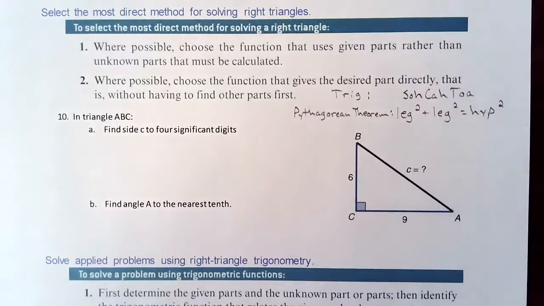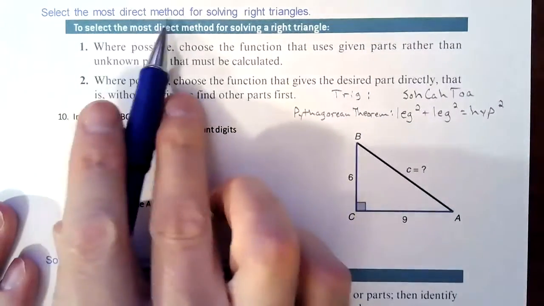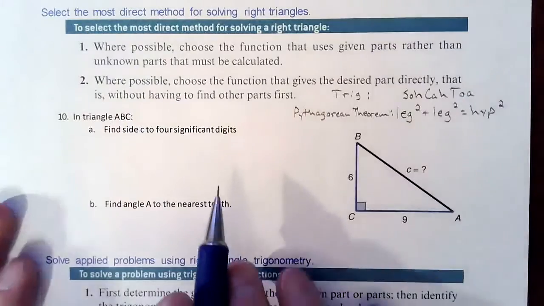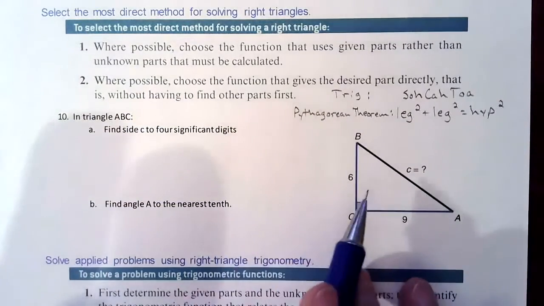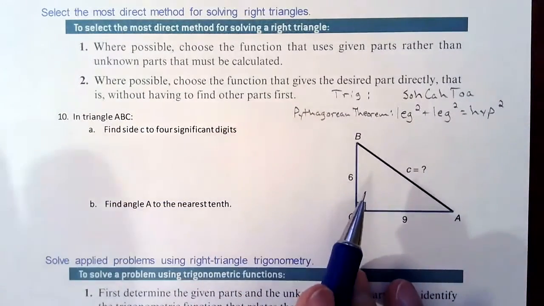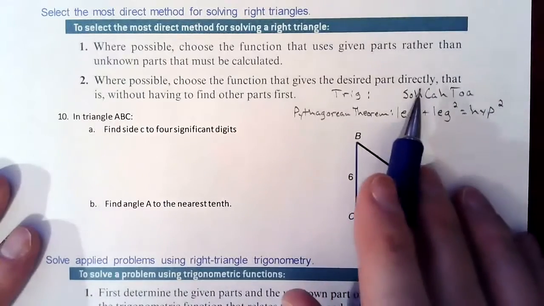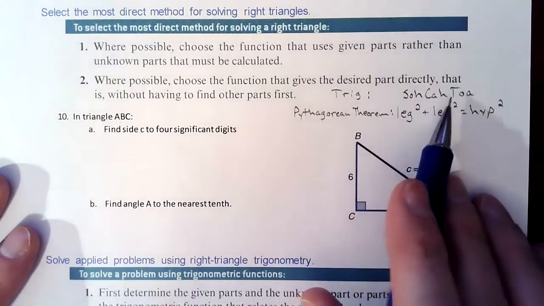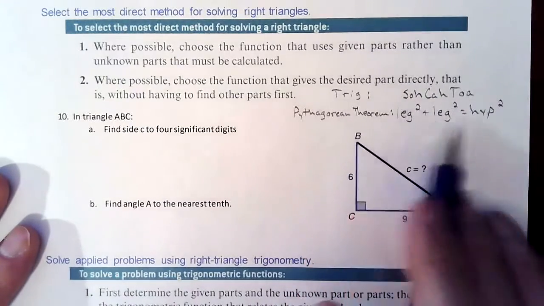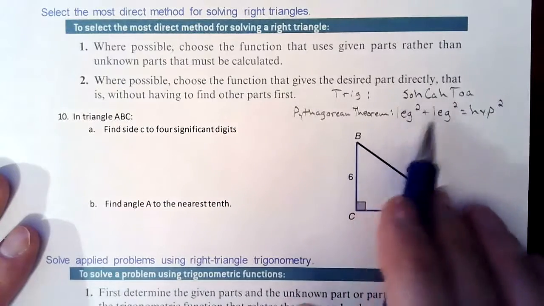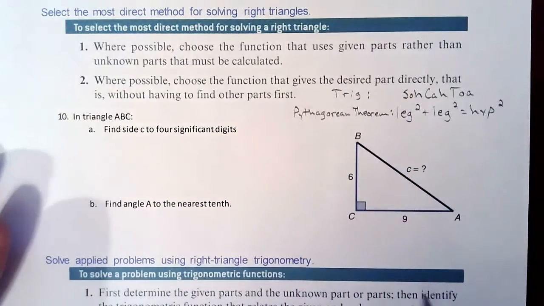In this video, we are going to try to figure out what is the most direct method to find whatever missing piece you're missing on this triangle. So it's kind of a strategy thing. You either have trig stuff, sine, cosine, and tangent, or you have Pythagorean theorem. And it just kind of depends on what it is that you have and what it is that you're looking for.